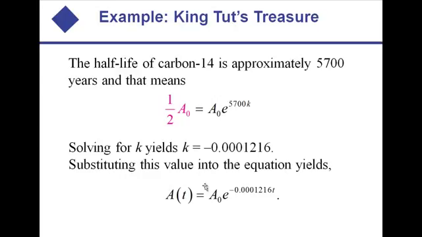Divide both sides by A sub 0, the original amount, and then you get 1/2 equals e to the 5,700k. Take natural log of both sides, you get natural log of a half equals 5,700k, divide that by 5,700, and you get k equals negative 0.0001216. You can do it yourself to verify that's what you get. If we sub that back into our original formula for exponential growth and decay, we now have the general formula for carbon-14.